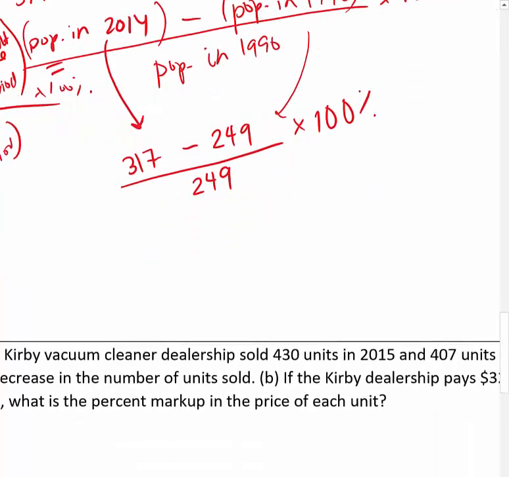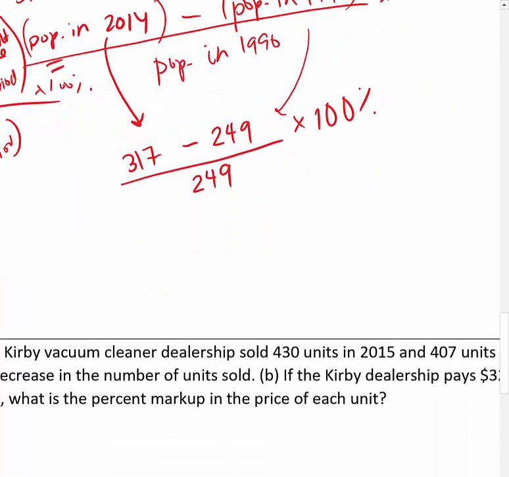Okay, and you can just do this all at once, but maybe I'll be careful and just write out the steps. Let's see, okay, 317 minus 249 is 68. 68 divided by 249, we've got to divide those. What are we going to get? Divided by 249. It's 0.27. It's about 0.27. Then what?